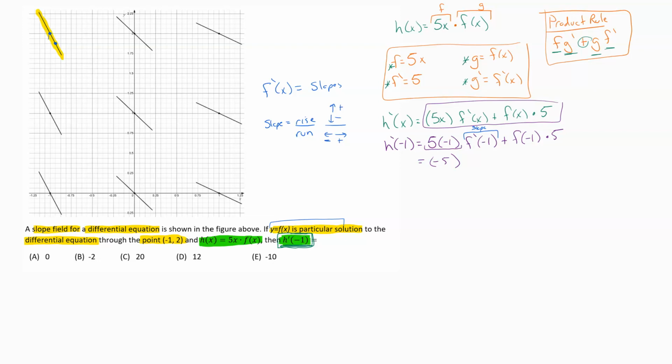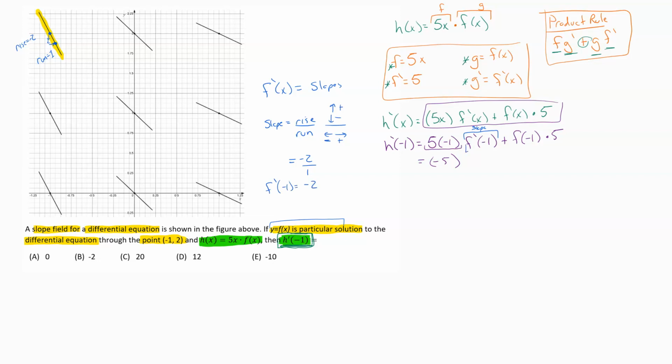And so in this situation, I would go down 1, 2. So that is a rise of -2. And then I'm going to go to the right 1 unit. So that would be a run that's equal to 1. So negative 2 over 1, that's what my derivative value is going to be. So I know that f prime of negative 1 is now going to equal negative 2.